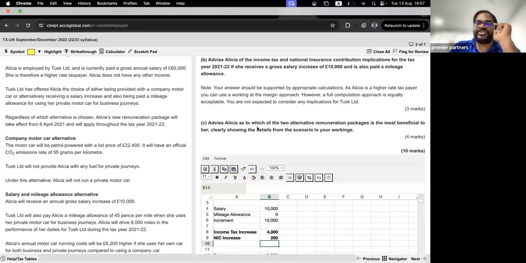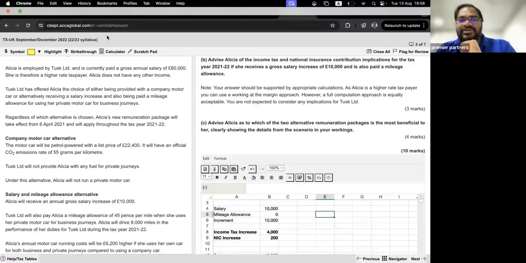Advise Alicia as to which of the two alternative remuneration packages is the most beneficial to her. Clarify by showing details from the scenario in your workings. So now we have to advise her financially which one is better for her. This carries 4 marks. So 4 marks means 4 into 1.8. You have 7 minutes. Can you try this one? This doesn't need 7 minutes, but you have seven. Can you guys give a try? Great. So your time starts now. Try to do this within 7 minutes and please share the answers with me.